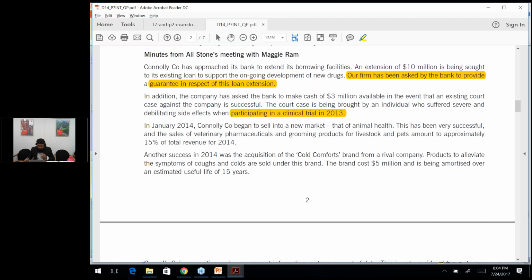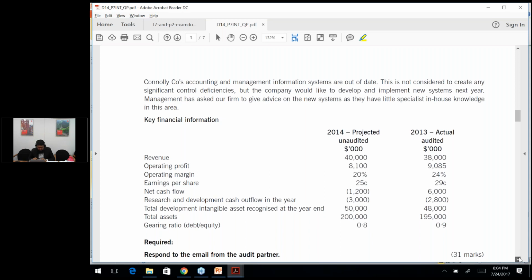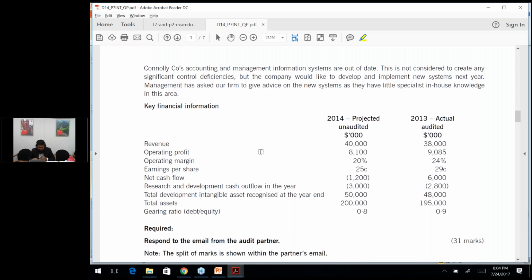Next, another success in 2014 was the acquisition of the Cold Comfort brand from a rival company, etc. I don't see any business risk in it. It says Connolly's accounting and management information systems are out of date. It is not considered to create any significant control deficiencies, but the company would like to develop and implement new systems next year. The management has asked our firm to give advice on the new systems, as they have little specialist in-house knowledge. So apparently this is not something that could create some sort of business risk. Yes, but let's have a look at a few of the numbers, the key financial information.